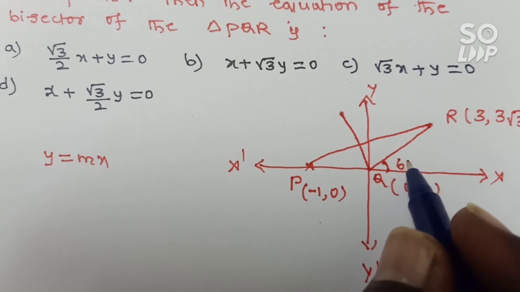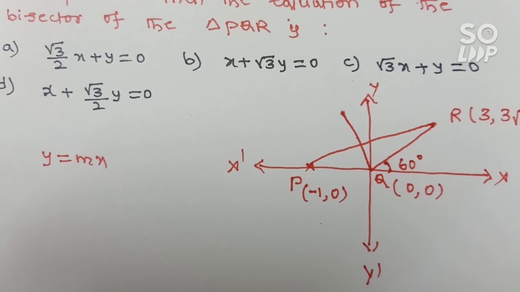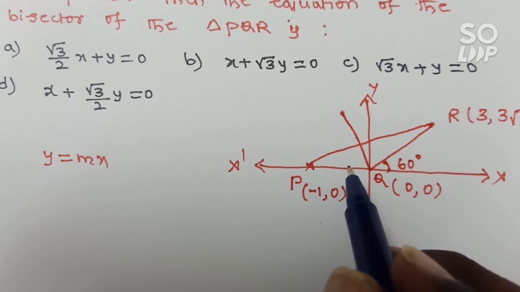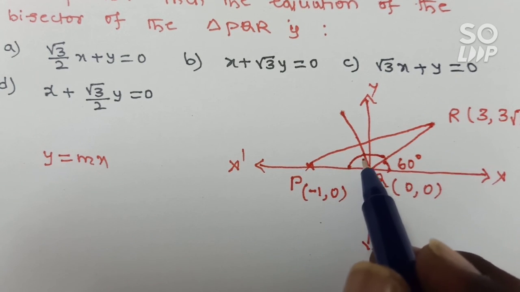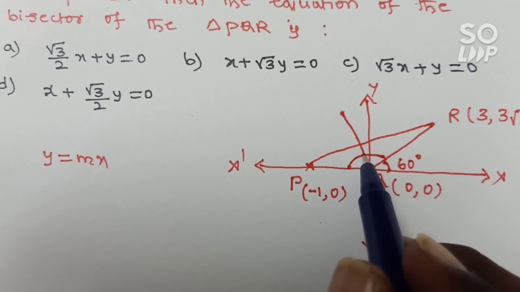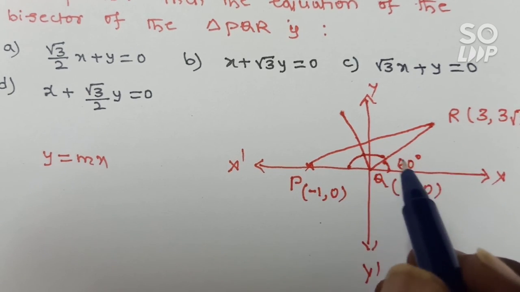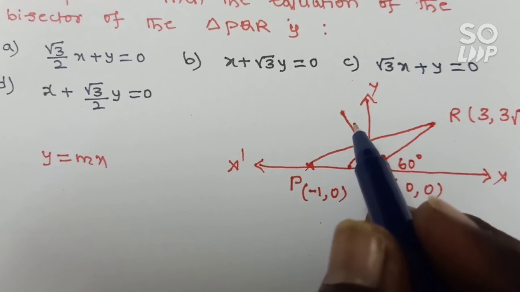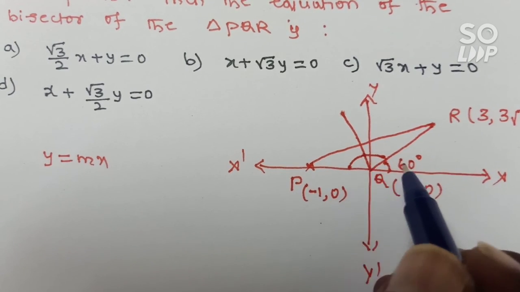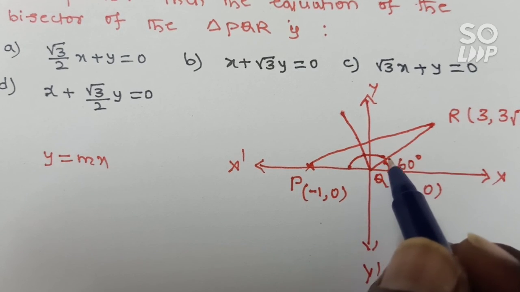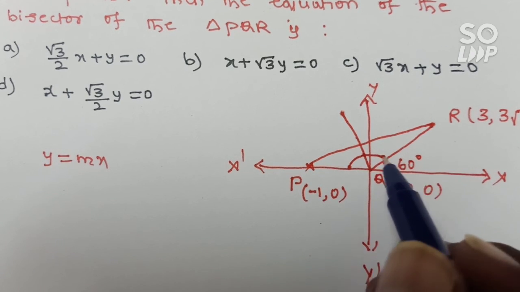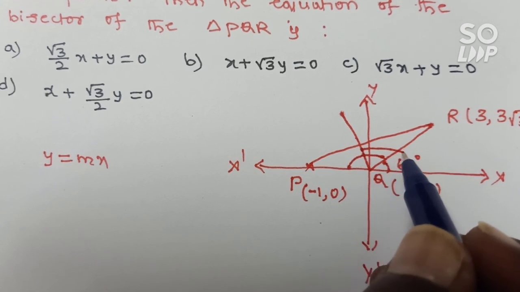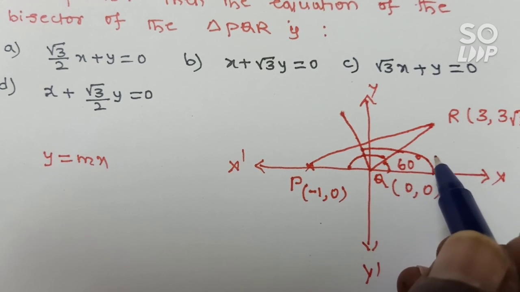60 degrees. So here theta is equal to 60. The remaining part, this total angle is 120, so this part of the angle is nothing but 60. 60 plus 60 is equal to 120. So the angular bisector makes an angle with the positive x-axis of 120 degrees.